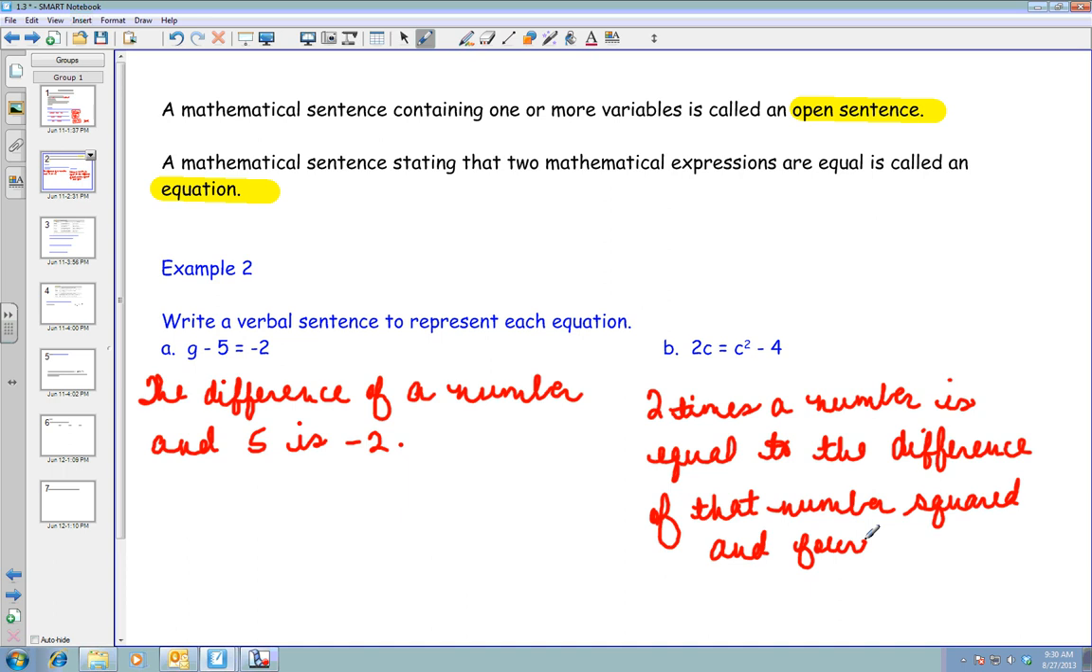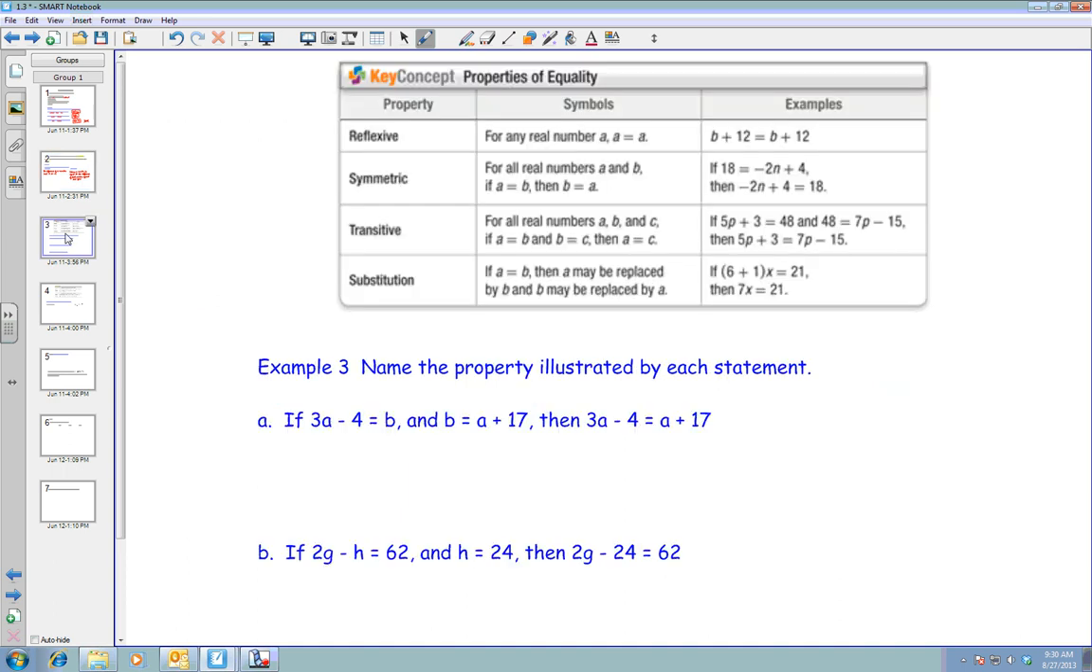Okay? All right, next example. Okay, and these are the properties that we've been going over in class with our card game. All right. The reflexive, symmetric, transitive, and substitution property. We've already talked about these.